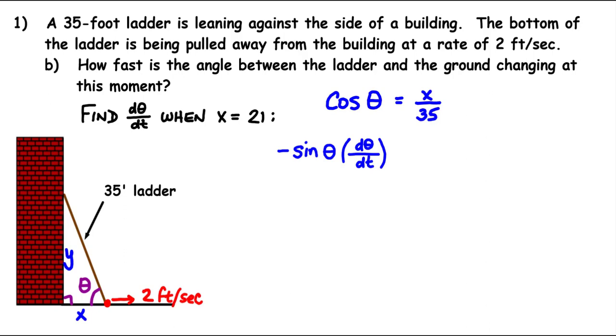Now the right-hand side, again, if it's 1/35 x, the derivative of that would be 1/35. But remember, x is also the wrong letter. It needs to be t, so we have a dx dt. So 1/35 dx dt.